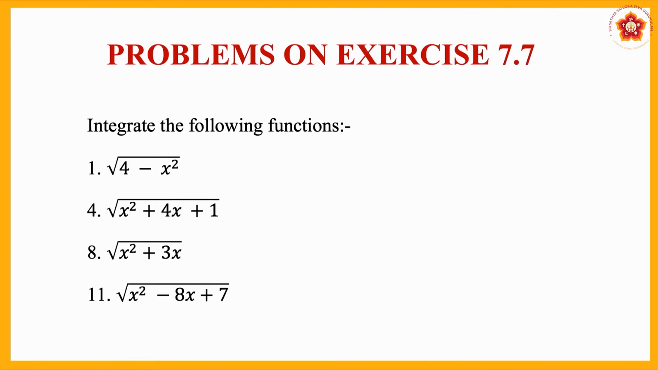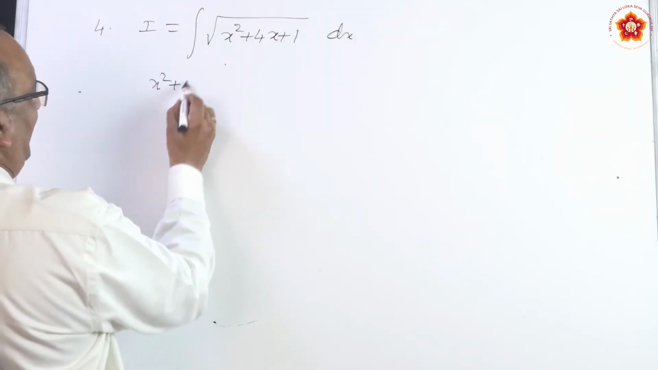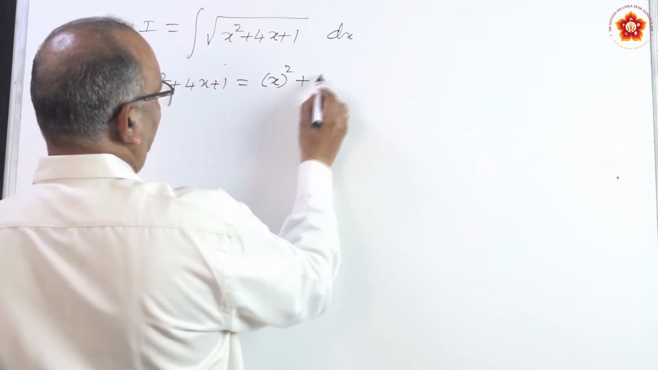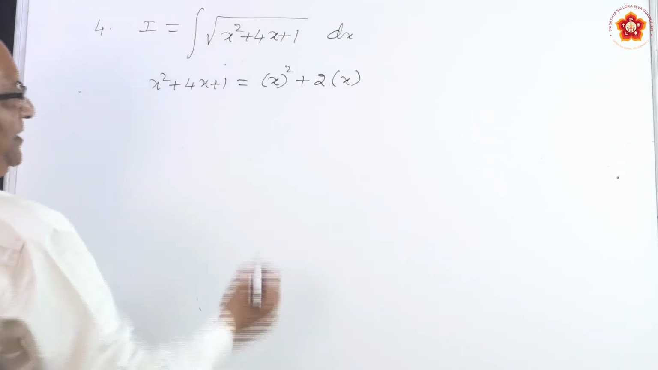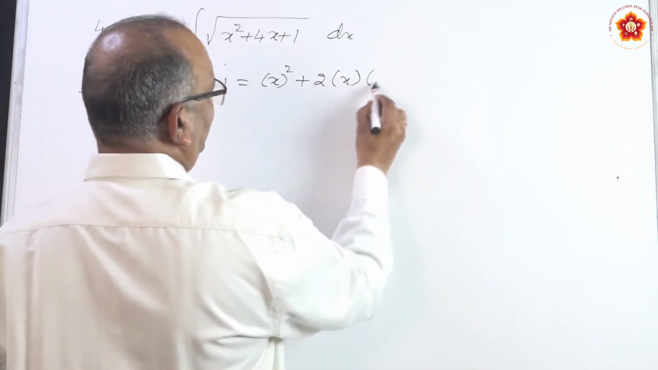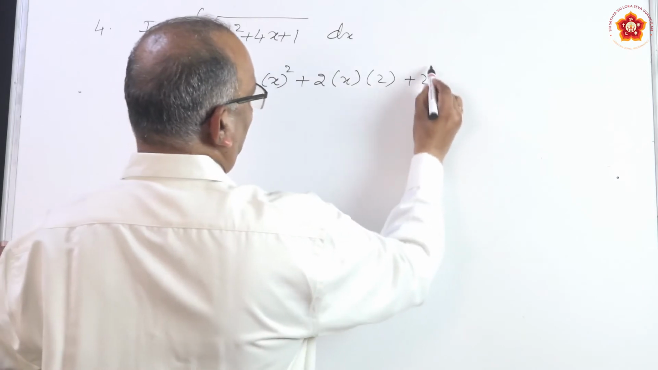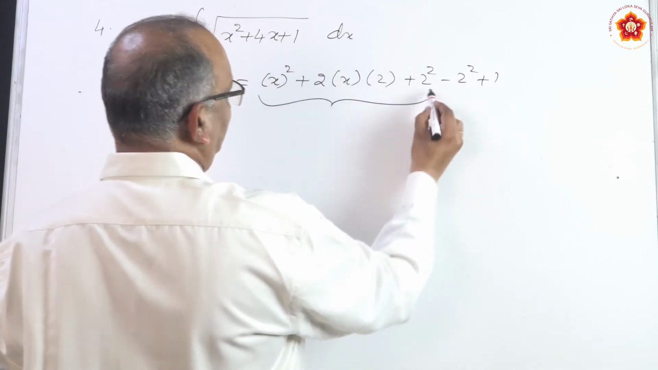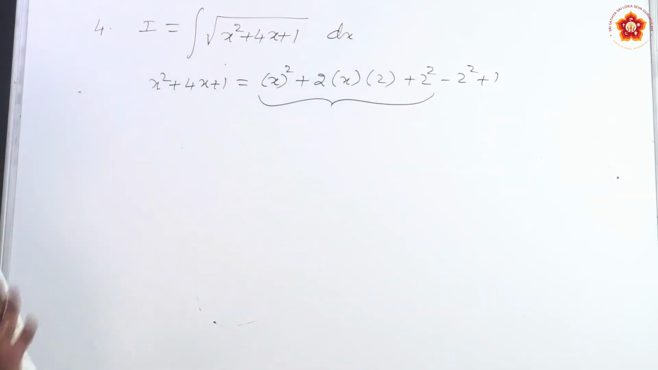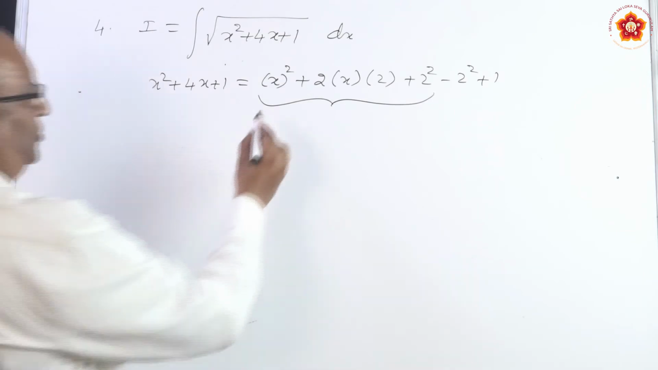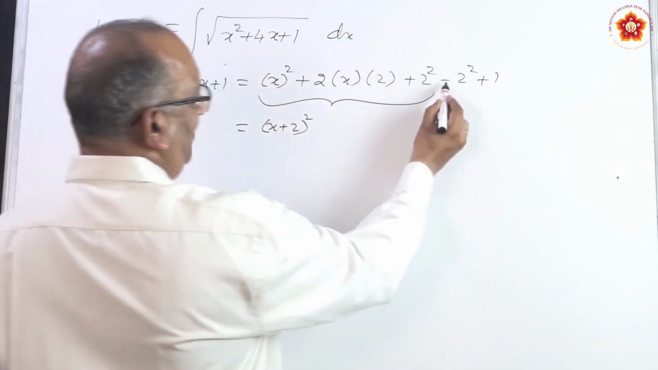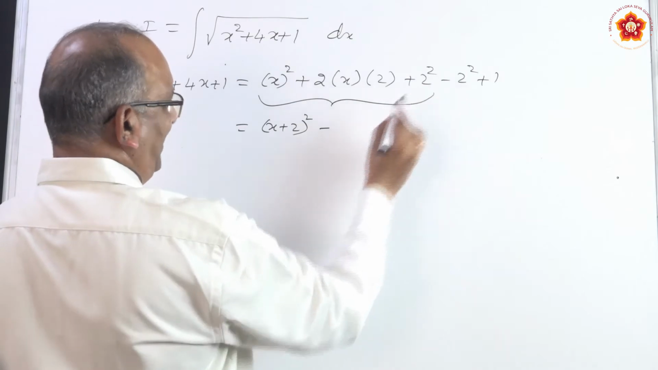Square root of x square plus 4x plus 1. So take that trinomial separately, x square plus 4x plus 1, which can be written as x square plus 2 into x. What we should multiply so that the product will be 4x? So it is 2. If there is 2, we add 2 square and we subtract 2 square. Why did we do this? Because we want to get it as square. So this whole thing can be written as x plus 2 whole square, and what is left? Minus 4 plus 1, which is nothing but minus 3.